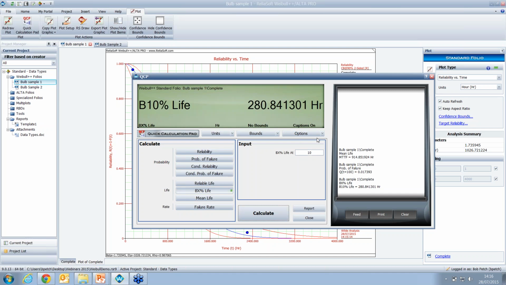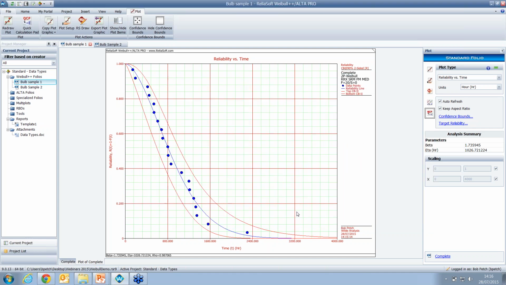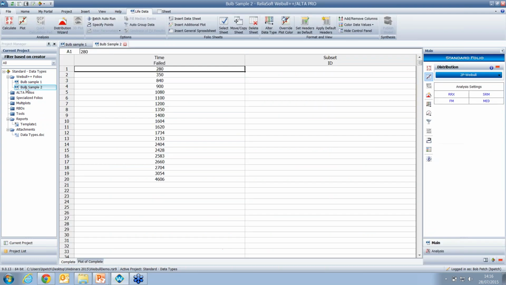As mentioned, Weibull++ allows quick comparisons to be made between different samples and analyses. In this second folio, the results from a second batch of light bulbs from a different supplier are given, and we want to determine which model out of these two bulb samples is more reliable.